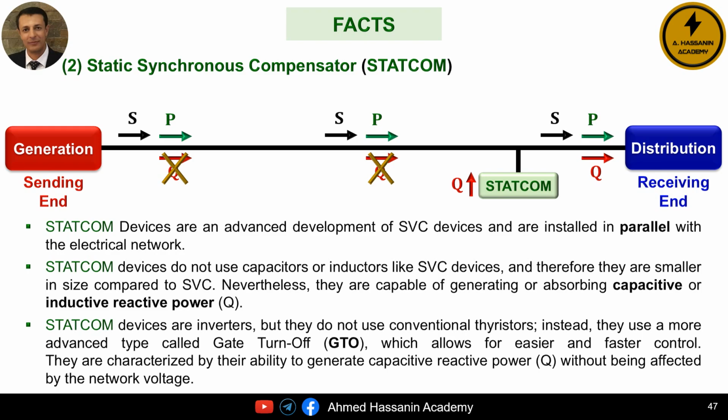Among the most important features of the static synchronous compensator, STATCOM, is its small size or compact physical footprint. This is, of course, due to the fact that it does not require capacitors or reactors, which typically need large space, as is the case with the static VAR compensator. Another major advantage of the STATCOM, which distinguishes it from the static VAR compensator, is that its ability to generate capacitive reactive power is not affected at all by the network voltage.